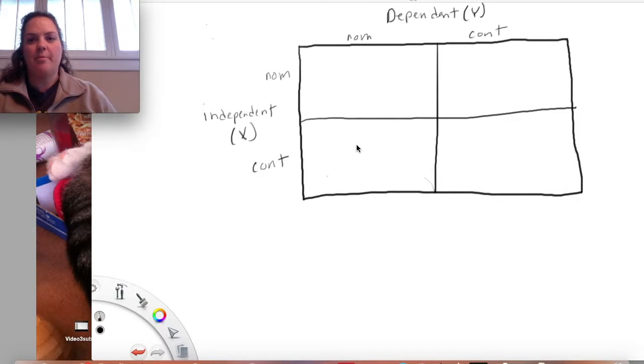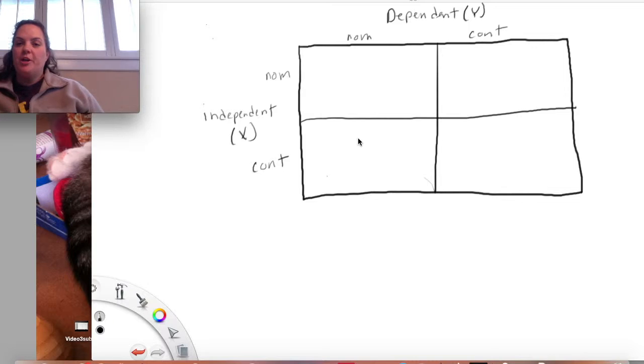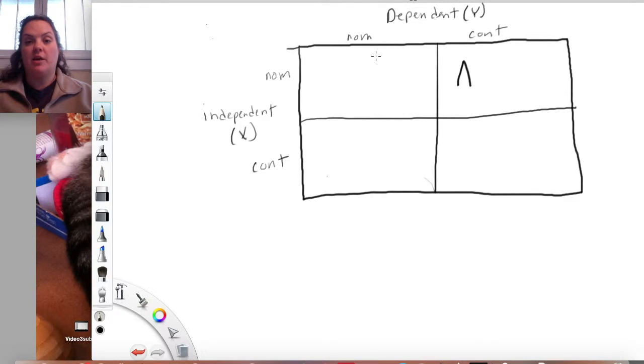Howdy folks, welcome back. Today we're going to be moving into a new type of analysis. For the past several videos we've been talking about ANOVAs, which involve a nominal independent variable and a continuous dependent variable. But today we're going to be moving into something else. We're going to be talking about regressions.